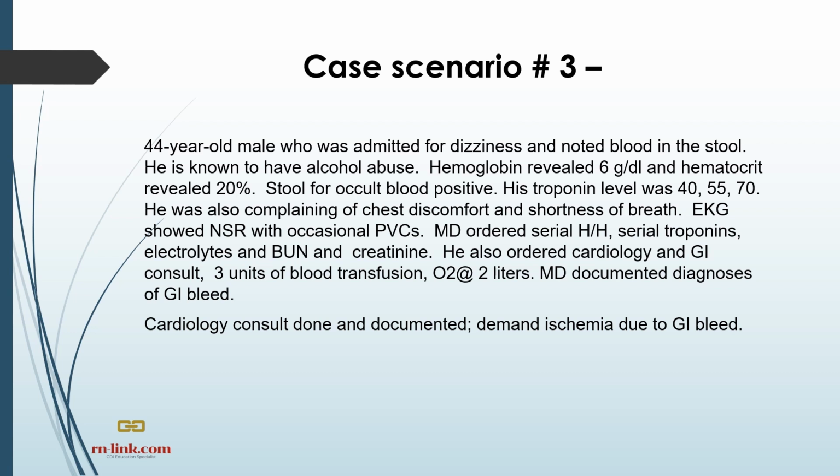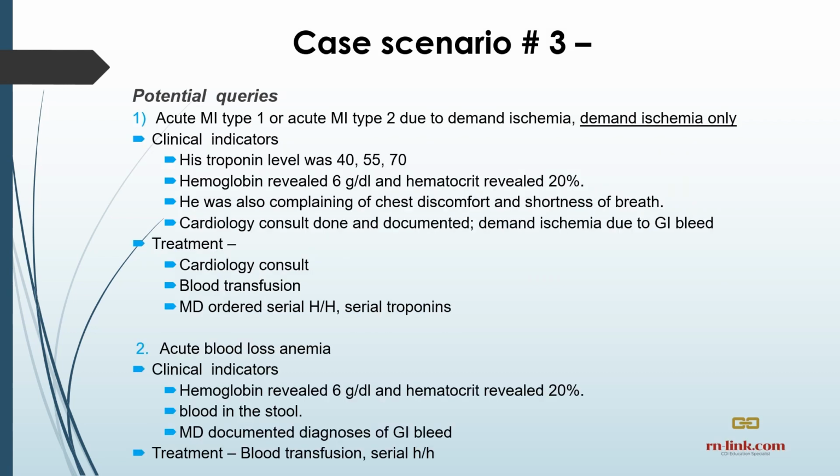Potential queries for case number 3. 1. Acute MI type 1 or acute MI type 2 due to demand ischemia only. Clinical indicators. His troponin level was 40, 55, 70. Hemoglobin revealed 6 grams per dl and hematocrit revealed 20%. He was also complaining of chest discomfort and shortness of breath.